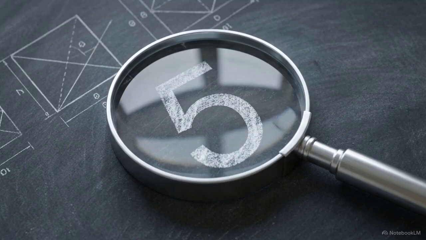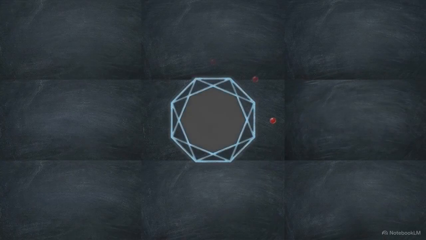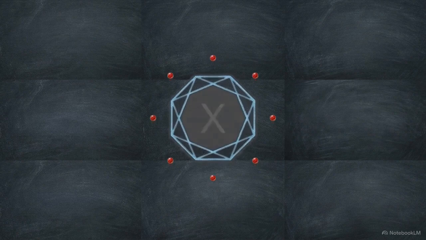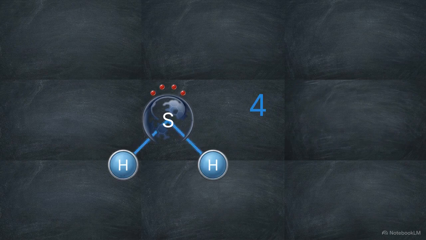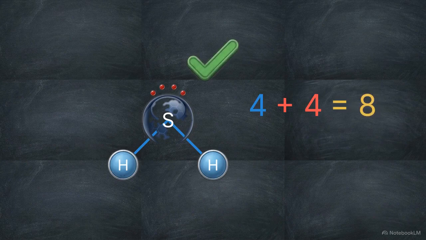Step 5 is the final inspection, checking the central atom against the octet rule. The octet rule states that atoms prefer to be surrounded by exactly 8 electrons. Looking at the central sulfur atom, we tally its resources. It has 4 electrons from the 2 blue bonds, plus 4 from the 2 red lone pairs, totaling exactly 8. It meets the octet rule. Our H2S structural blueprint is officially complete.